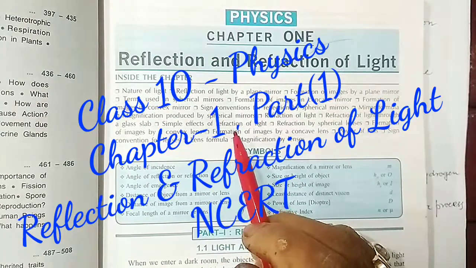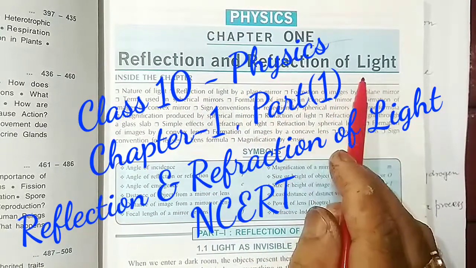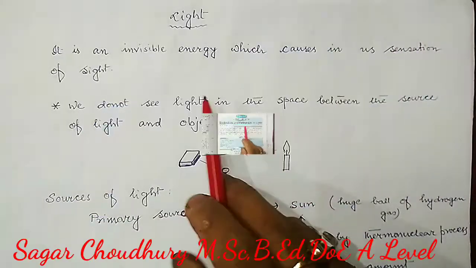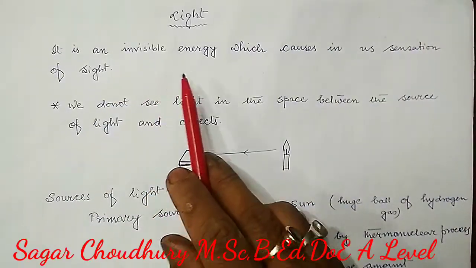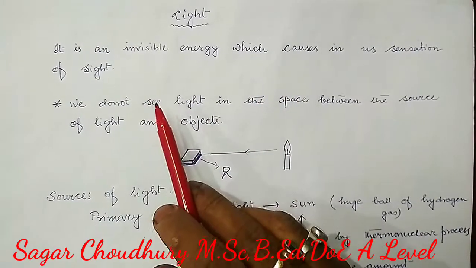And today I am going to explain the first chapter of physics, that is reflection and refraction of light, which is the first chapter of physics of class 10 textbook. What is light? It is an invisible energy which causes in us sensation of sight.